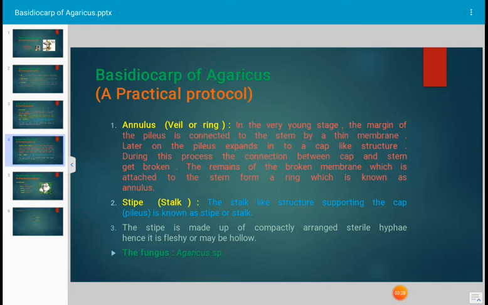Okay, and stipe, or the stalk or the stem. The stipe is the stalk or the stem of the basidiocarp or fruiting body, and this structure supports the cap. The stalk-like structure of the fruiting body is known as stipe. The stipe is made up of compactly arranged sterile hyphae, hence it is fleshy or maybe hollow. And the fruiting body we discussed here is the fruiting body of agaricus.